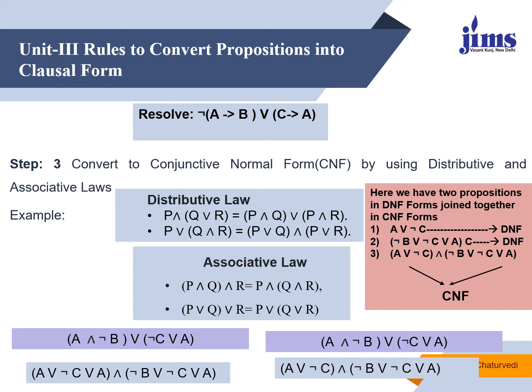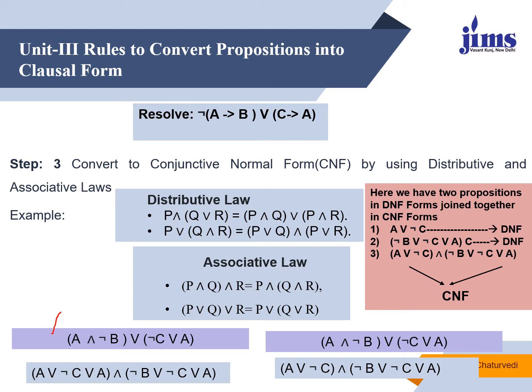And associative law says if it is written like P and Q within one bracket and R, it can also be written as P and Q and R within one bracket. Or if the or symbol is used as a connective, like P or Q within one bracket, then or R, it can also be written as P or within bracket Q or R. So here we are given this particular statement, which we have concluded with after implementing the rules used in step 2.